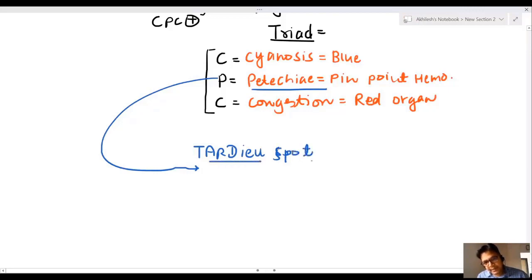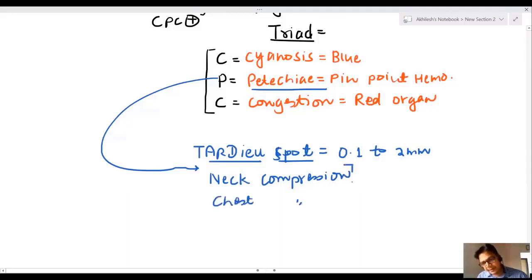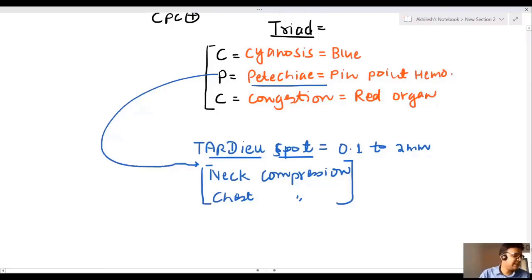One type of petechiae are known as Tardieu spots. Generally, Tardieu spot size is 0.1 to 2 mm. These are petechial hemorrhages. These are seen in neck compression and chest compression, asphyxial death.